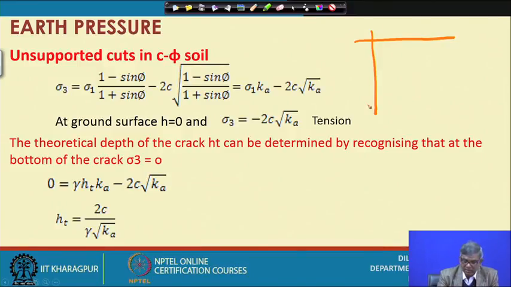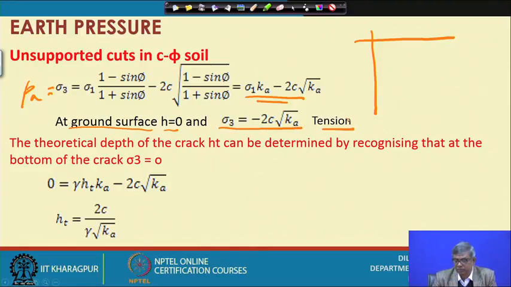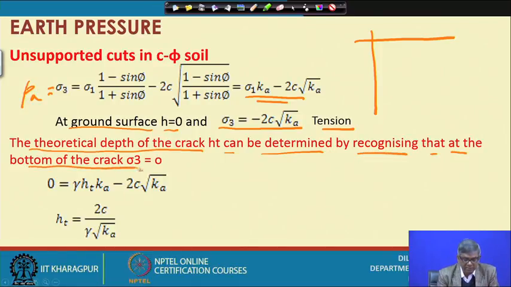So, for that you can see that we have already expressed sigma 3, or you can say Pa, equal to sigma 1 Ka minus 2 C root Ka, this expression we have got. At the ground surface, H equal to 0, sigma 3 becomes this, and the tension, that negative pressure, starts from the surface, and this negative pressure will go up to some depth also. The theoretical depth of the crack at H t can be determined by recognizing that at the bottom of the crack sigma 3 is 0.